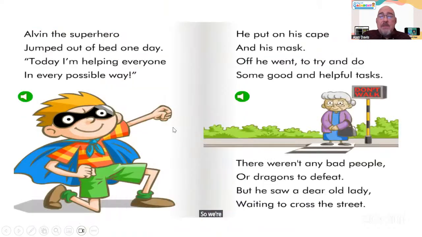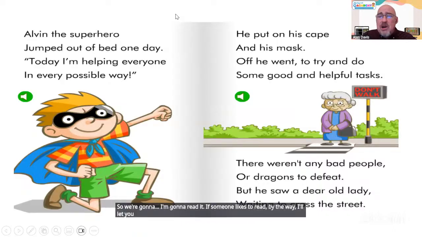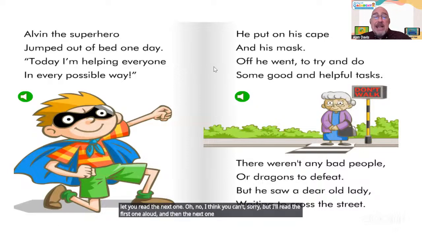So I'm going to read it. If someone likes to read, by the way, I'll let you read the next one. Oh, no, I think you can't. Sorry. But I'll read the first one aloud, and then the next one we'll read silently.